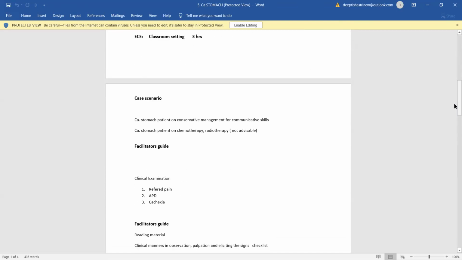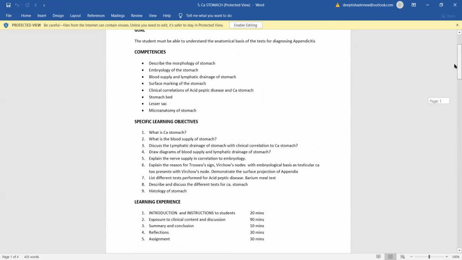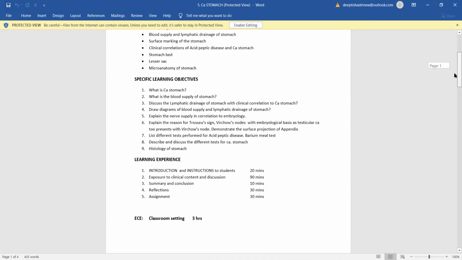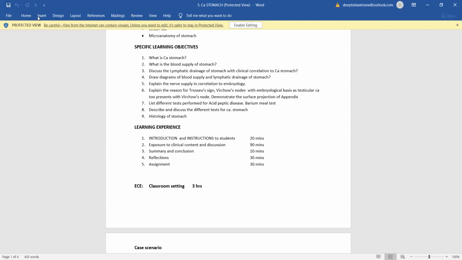So depends on what resources you have. Yeah, showing a patient. I did not understand. That's why I asked. It's okay, ma'am. No problem.